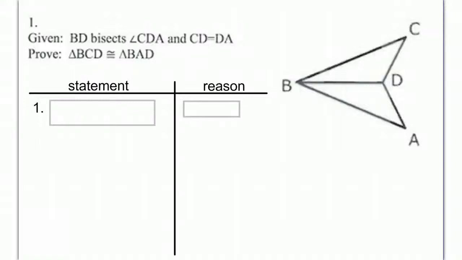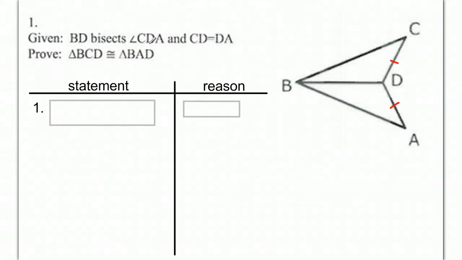This is Geometry 3.4, problem number 1. We're looking at this proof, and we are given that BD bisects angle CDA, and CD is equal to DA. So the first thing I'm going to do before I start going through the formal proof over here is to mark up my diagram. We have CD and DA, so I know those two are equal.